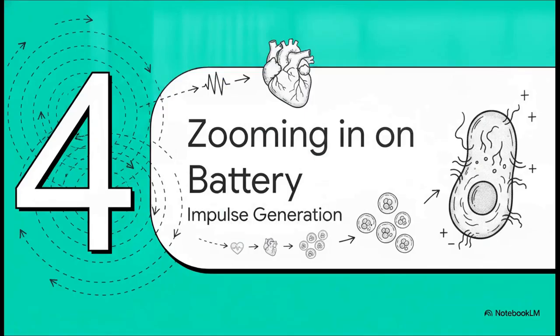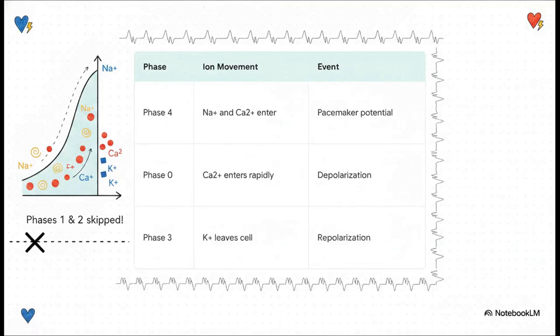Section 4. Zooming into the battery. Cardiac impulse generation. Let's see how this builds by shrinking ourselves down 1,000,000 times to look at the microscopic level of a single SA node pacemaker cell. The step-by-step mechanism of impulse generation is fascinating.